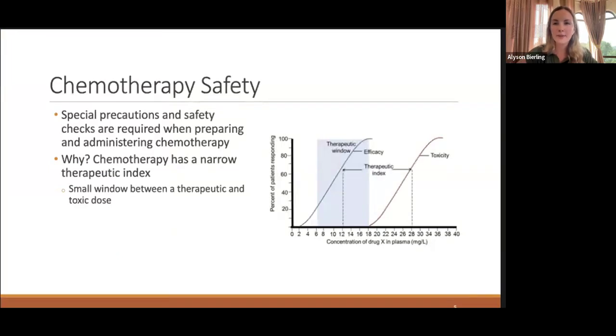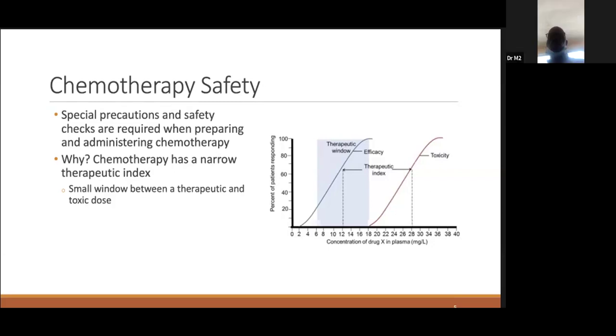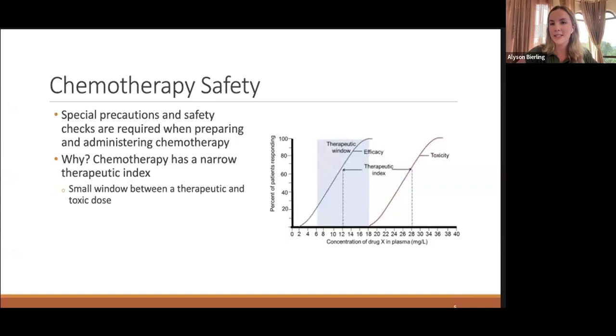So in the upcoming slides, we're going to talk a lot about various precautions and safety checks that are required during chemotherapy preparation and administration. And a lot of these checks and precautions are not required when you are administering, say, an antibiotic like ceftriaxone. The major reason for this is that chemotherapy has a narrow therapeutic index, which is the range of doses that is effective for treating a condition with minimal adverse effects. What that means is that there's a small window between a therapeutic and a toxic dose with chemotherapy agents.